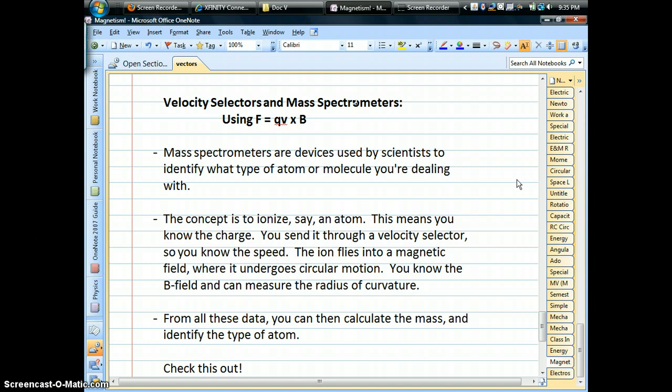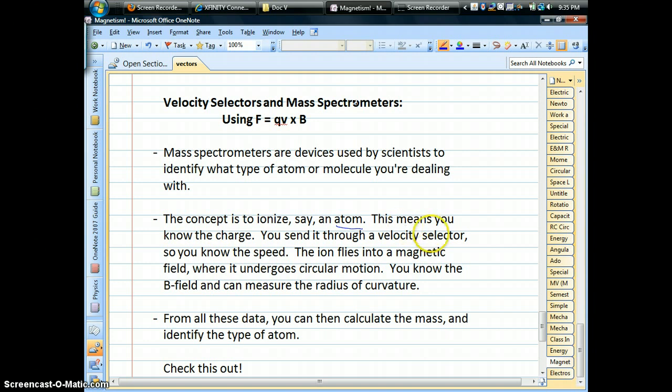Now, there's a really important application of this force and this phenomenon called a mass spectrometer. Sometimes you hear about this in chemistry because chemists have actually used this to determine what type of atom or molecule they're dealing with. And the principle is actually fairly simple and straightforward. Basically, you ionize an atom, and this allows you to figure out what the charge is. You kind of know what that is.